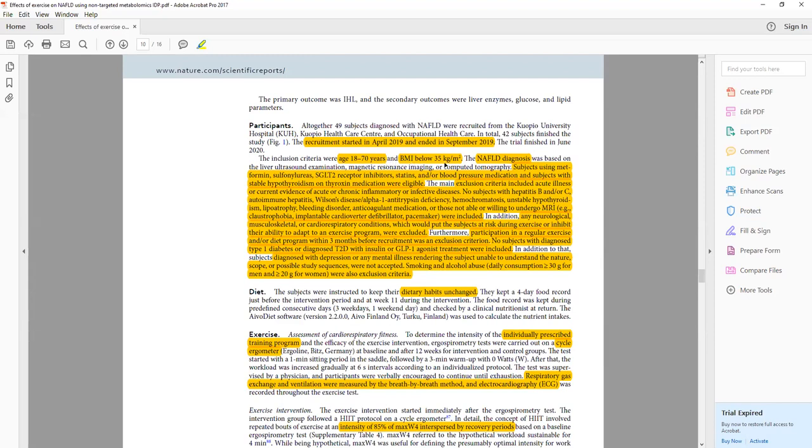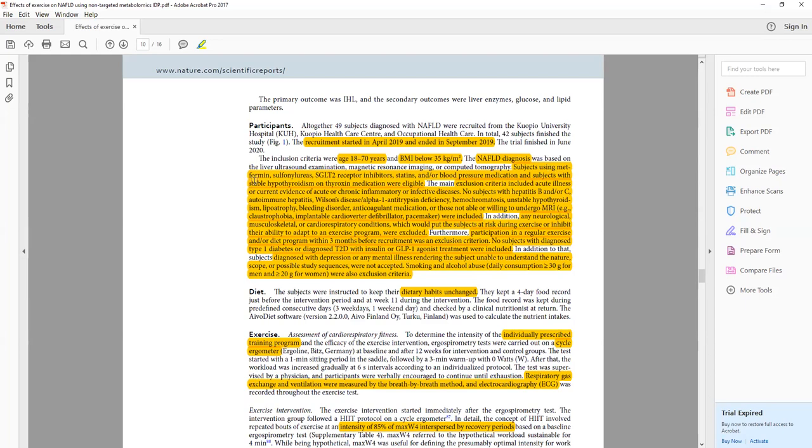The BMI had to be below 35 kilograms per square meter. They had to be diagnosed with NAFLD using the normal method. So that's ultrasound and MRI and tomography, I think.